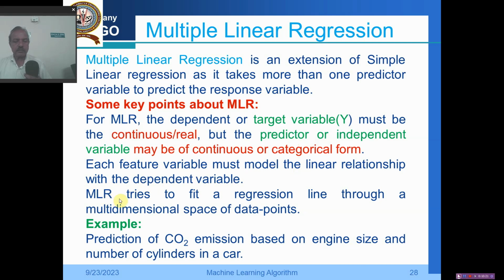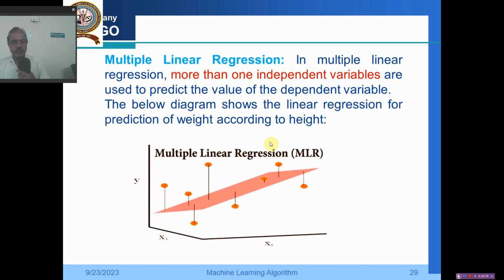Now, multiple linear regression tries to fit a regression line through a multi-dimensional space of data points. For example, suppose I want to calculate the carbon dioxide emission based on the engine size and also the number of cylinders in a car. There we can go for multiple linear regression. See here, suppose we have more than one independent variable, x1 and x2. If you plot, x1 is increasing, it is not constant. Similarly, x2 is also increasing from this point to this point, increasing, decreasing, whatever it is.